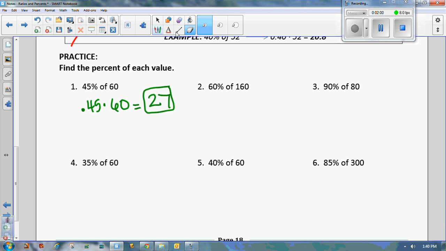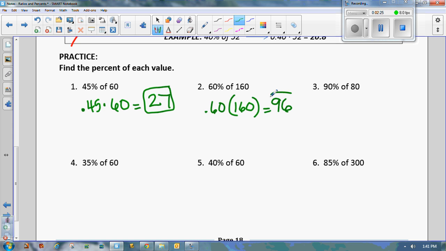Here we have 60% of 160. 60% is 0.60. We're going to take that times, I'm going to use the parentheses this time, times 160. So we're going to take 60% as a decimal times 160. And that gives us a total of 96. So 60% of 160 is 96.